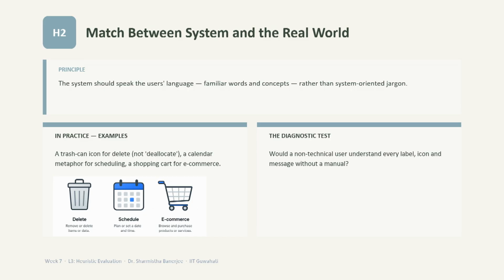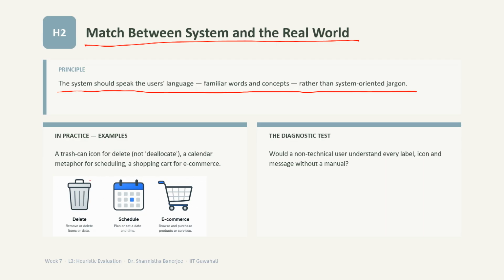The second heuristic says that there has to be a match between the system and the real world. What it implies is that the system should speak the user's language, with familiar words and concepts rather than system-oriented jargon. For example, when I want to delete or remove something, we are aware that a trash can represents deleting something, throwing something away, out of our mind, out of our home.